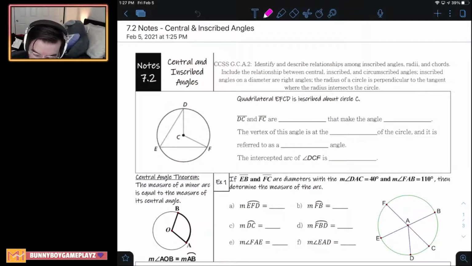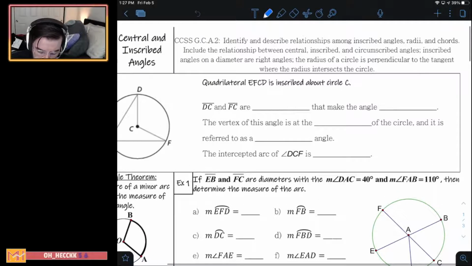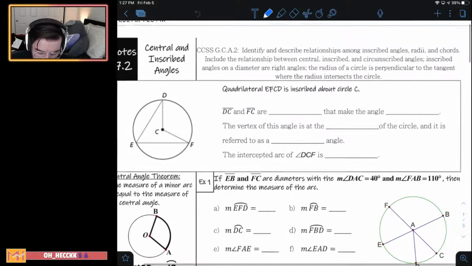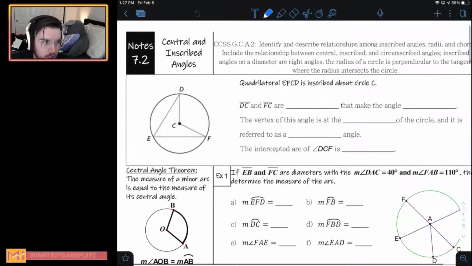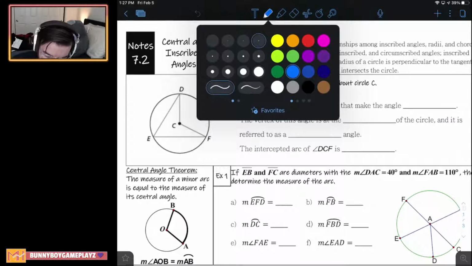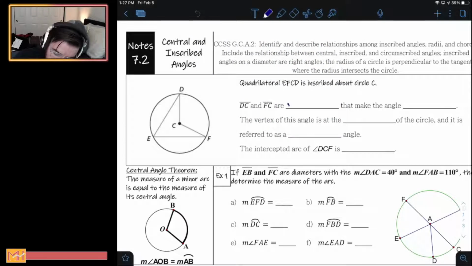We're looking at lesson 7.2, central and inscribed angles. So we're talking about the angles inside of a circle. Let's read the first blurb here. We got this picture of this circle with some points, D, C, E, and F. What are DC and DF? Some review from our vocab. Those guys are radii.